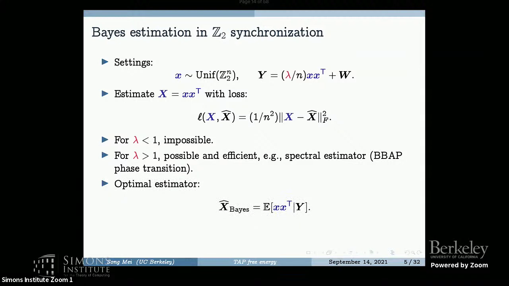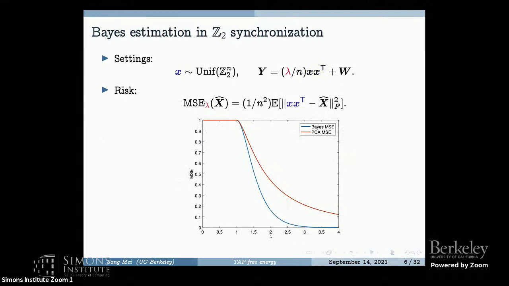The optimal estimator, the Bayes estimator, is the posterior expectation of xx transpose given y. Here is a plot of the limiting MSE achieved by the Bayes estimator, which is the posterior expectation of xx transpose, and by the PCA estimator, which is a spectral estimator. You can see that the blue line is the Bayes estimator. It achieves smaller mean squared error than the PCA estimator, and the threshold for both of them is at 1.